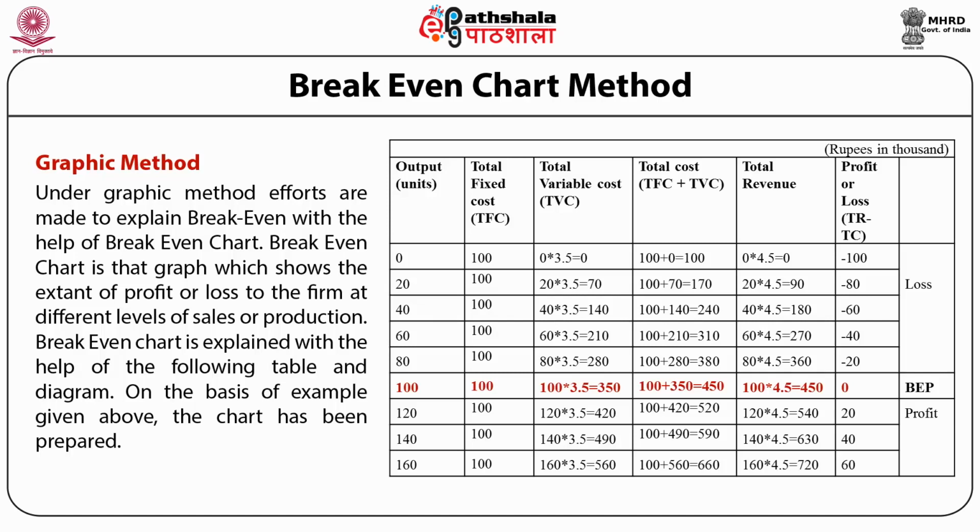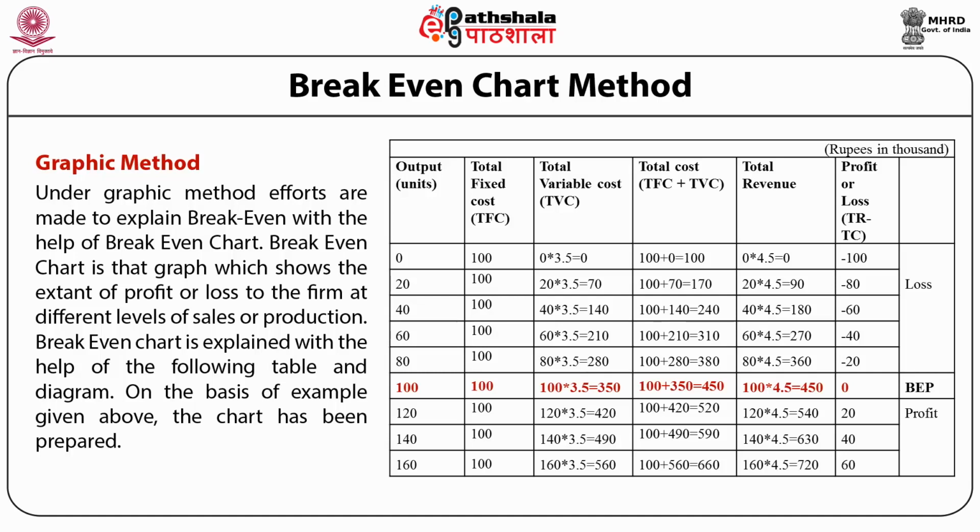In the next column, we have taken the total cost. Total cost is the function of total fixed cost plus total variable cost. So we add the fixed cost and the variable cost, that means column 2 and column 3. 1 lakh plus 0 is equal to 1 lakh, and so on. Total cost has been taken for 160 units as 6,60,000.